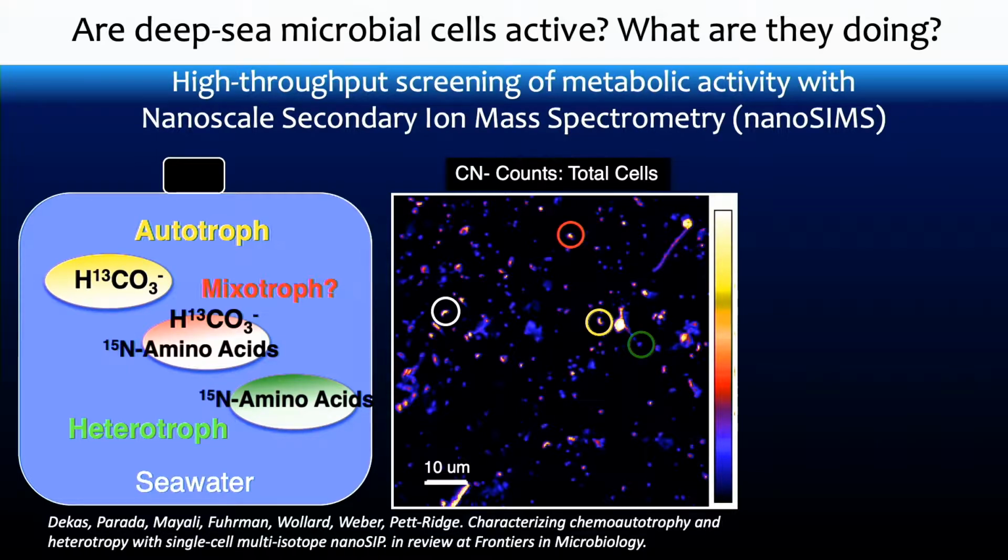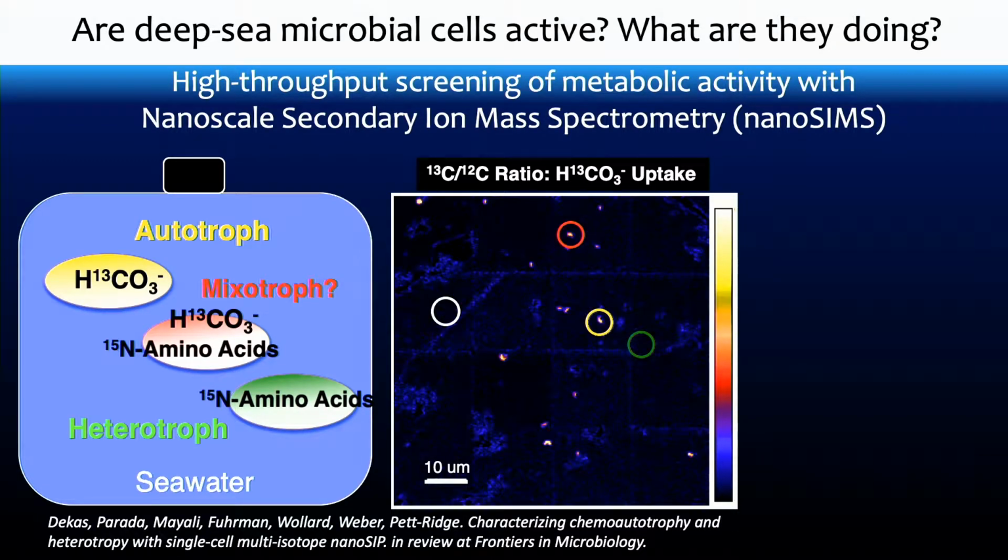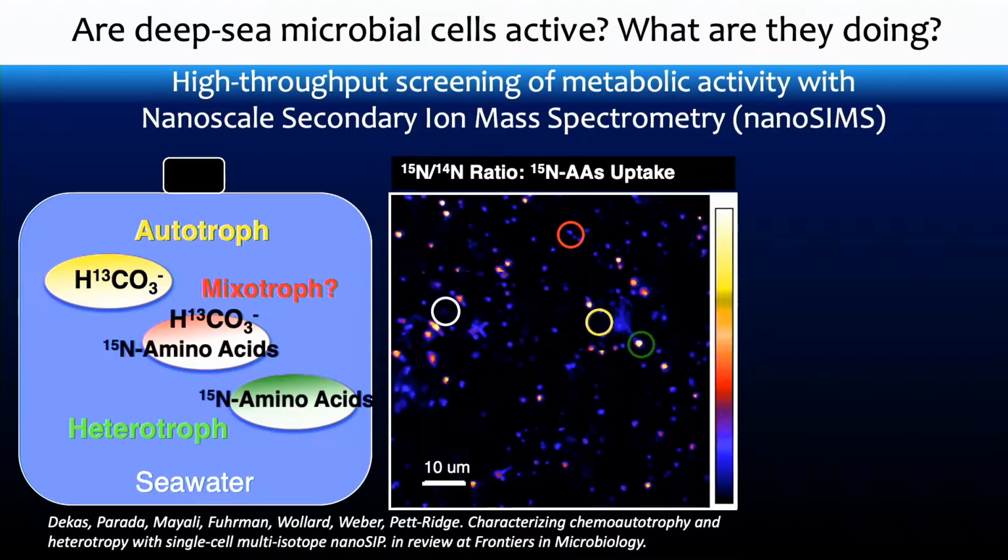I want you to focus on these 4 individual cells for the next few seconds. You're now looking at the 13C, 12C ratio of all of those same cells, and you can see many fewer of them are visible now. And of the 4 we were looking at, only 2 of them are enriched in 13C. Now you're looking at the 15N, 14N ratio, and a different 2 of our 4 cells are enriched.